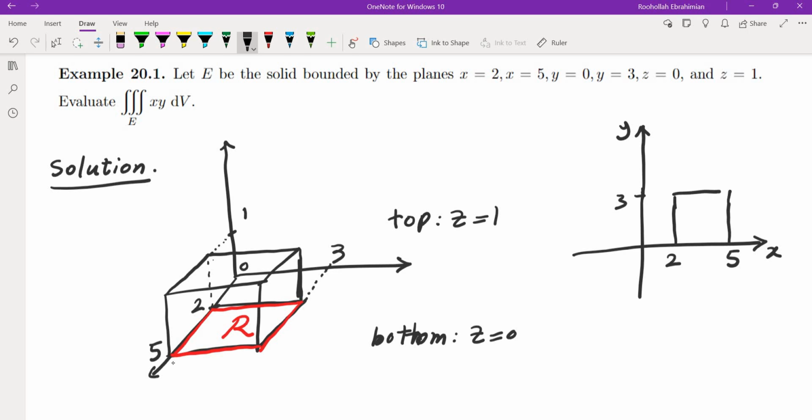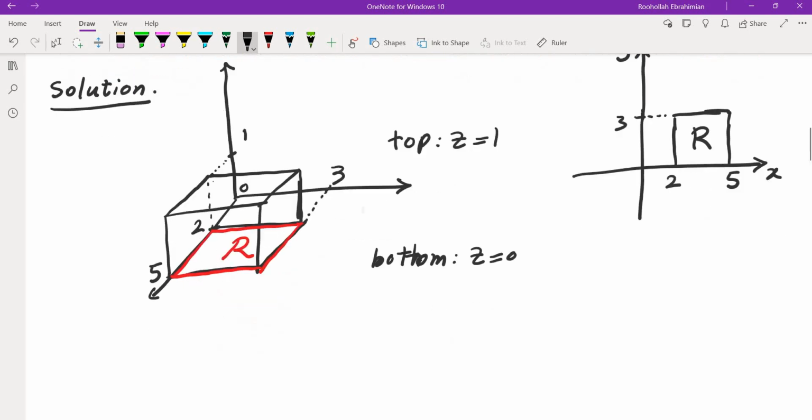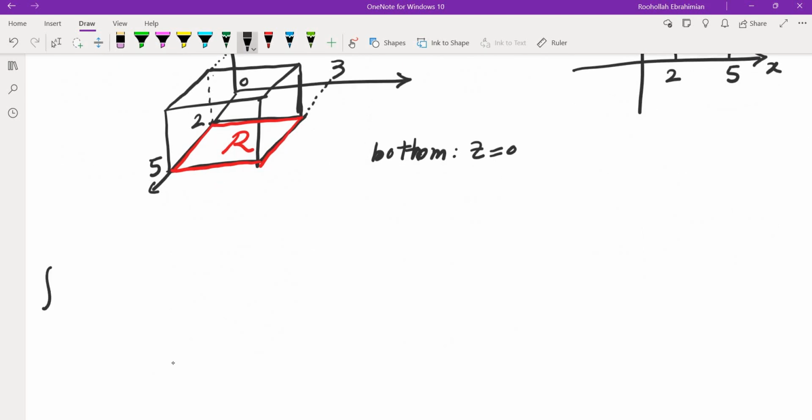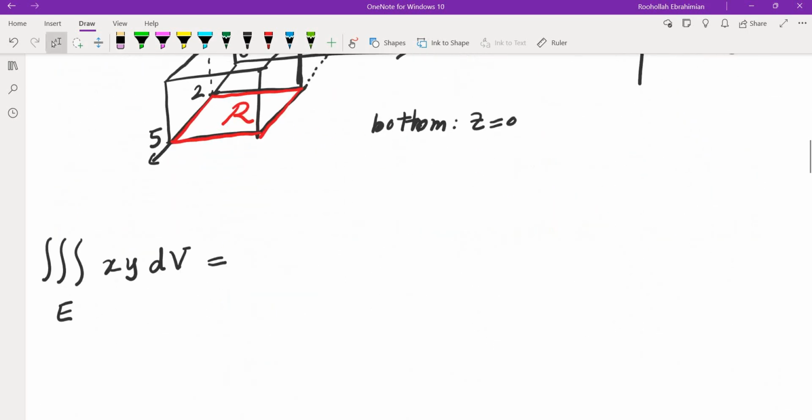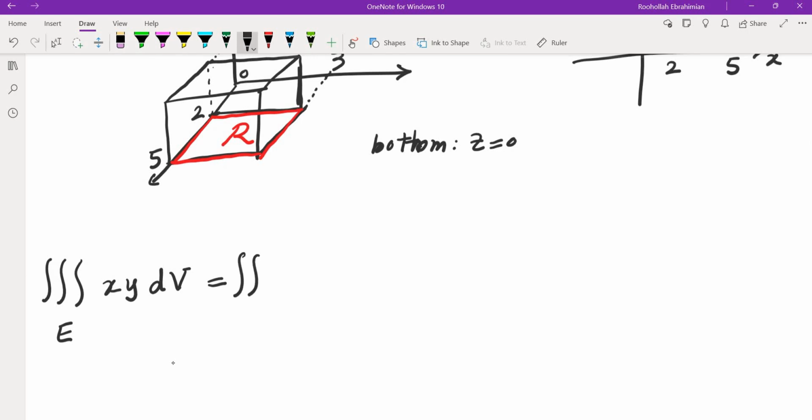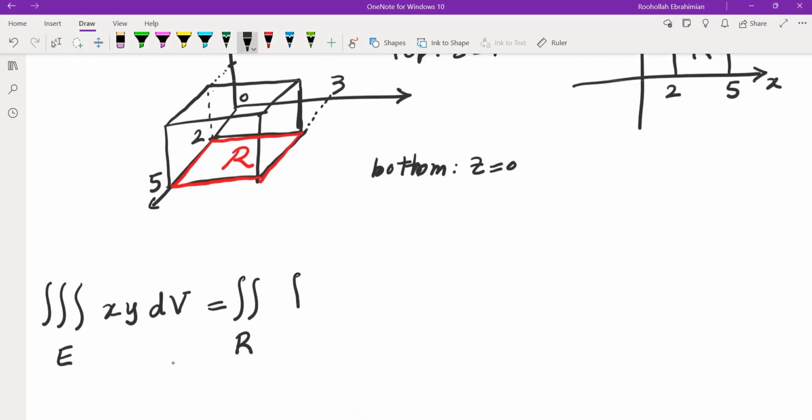So this is the projection onto the xy plane. Now we will set up the triple integral and we will evaluate that. So the triple integral over E of xy dV is what they're asking us to evaluate. So what we're going to do is the double integral over the projection, and then we'll have to find the limits of z.